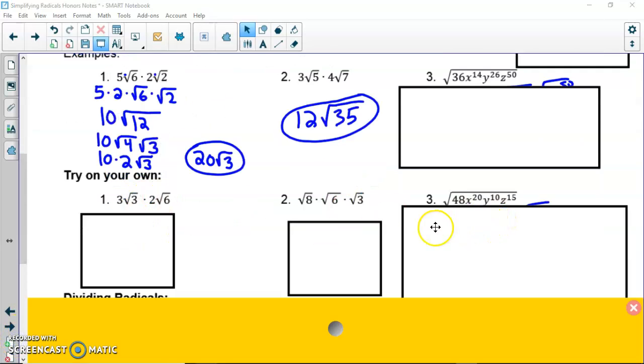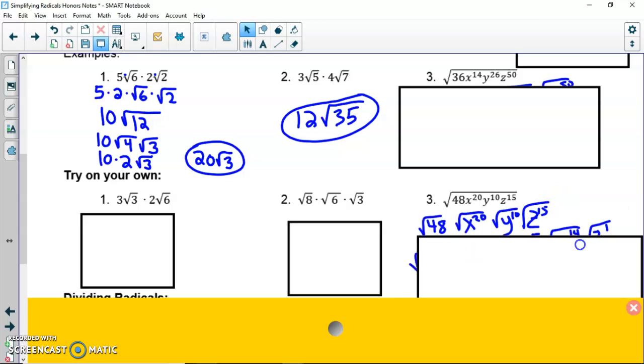Okay, we're going to go down to try this on your own number 3 because it's a little more difficult. So if you look at number 3, you want to think of this as 4 separate radicals, so square root of 48, square root of x to the 20th, square root of y to the 10th, and square root of z to the 15th. So you simplify the square root of 48 the way we have been.